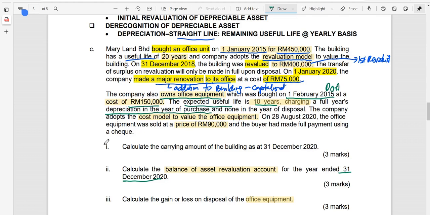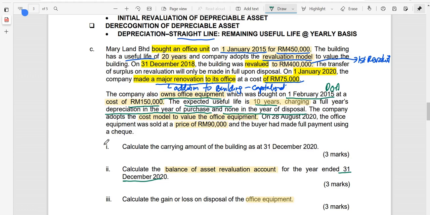Again, full year depreciation will be charged in the year of purchase. So let's say this is going to use a yearly basis. In our case, you're charging full year depreciation. So in the year of purchase, regardless whether it is 1 year or less, it is going to be charged full year depreciation. However, in the year of disposal, no depreciation will be charged. So we'll be doing that when we do requirement 3 of the question, right?